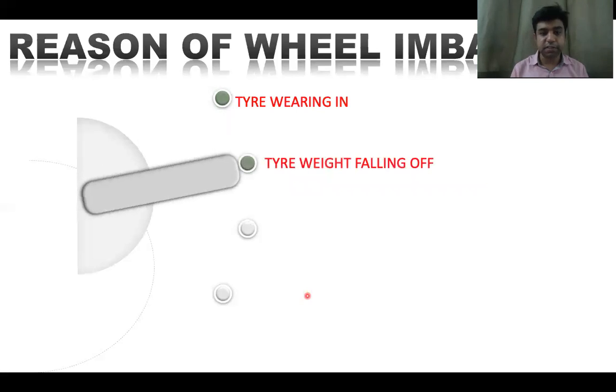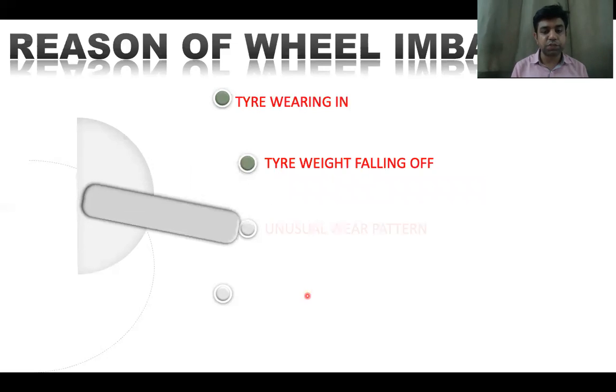Another aspect is the tire weight falling off. Periodically, we need to go for wheel balancing. Suppose right now I am going for wheel balancing, so some mass would be attached on the rim portion of the wheel, but after some time of usage, if that attached mass falls off, right, then again it causes wheel imbalance. So the second cause can be the falling off of the prior weight which was attached.